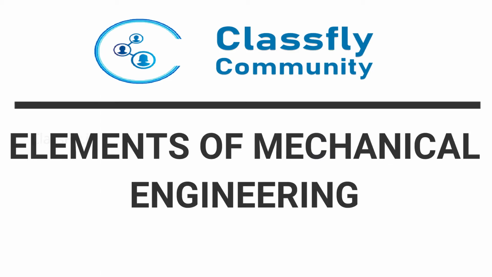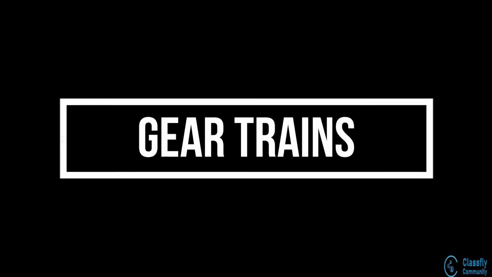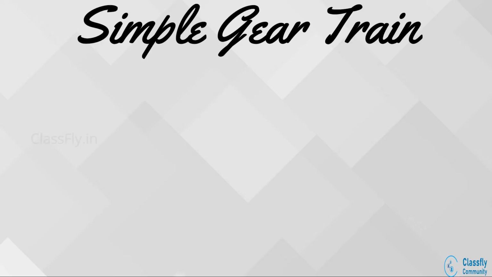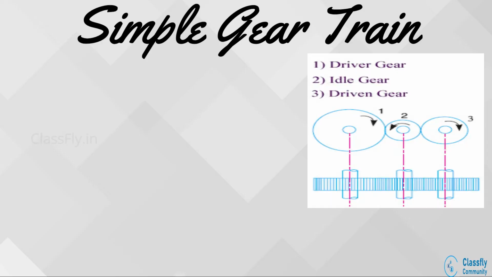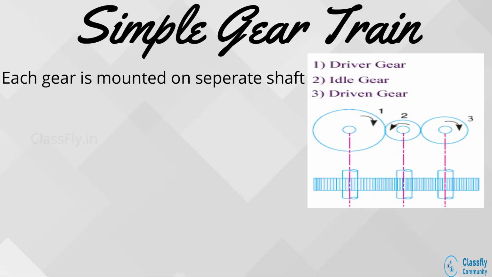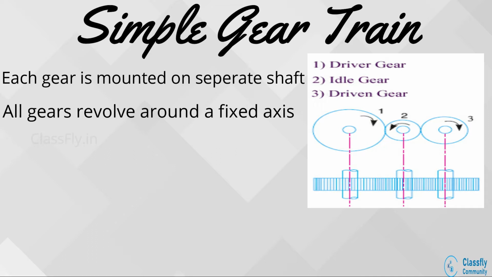Hey guys, today we will study some of the types of gear trains. First, the simple gear train. Well, this is a series of gear wheels in which each of the gears is mounted on a separate shaft. Here, all the gears will revolve about a fixed axis.